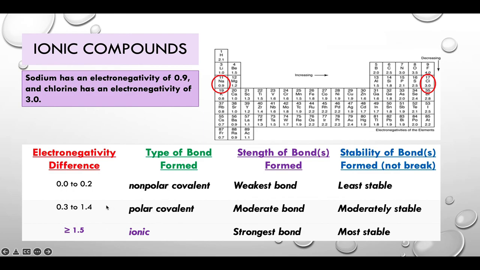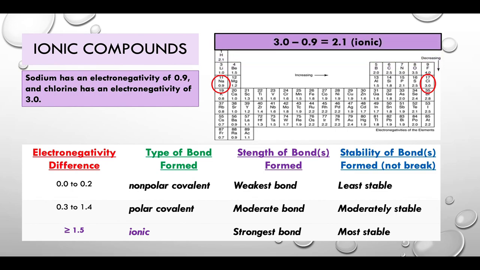Well, instead of holding them closer like in polar covalent, ionic rips them off. Literally and figuratively. So 3.0 minus 0.9 is 2.1. That's definitely ionic.